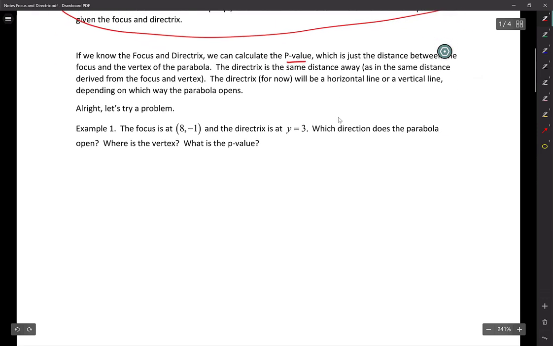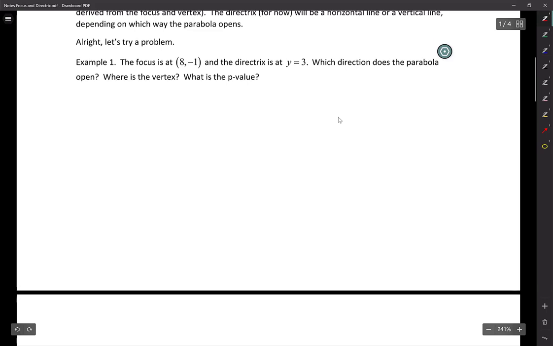All right, I'm going to go real slow, guys. Here we go. Example one. You guys ready for this example? The focus is at (8, -1). This is a focus, not a vertex, so circle that number. And the directrix is at y = 3. Which direction does the parabola open? Where is the vertex? And what is the p-value? So they're asking us three questions.